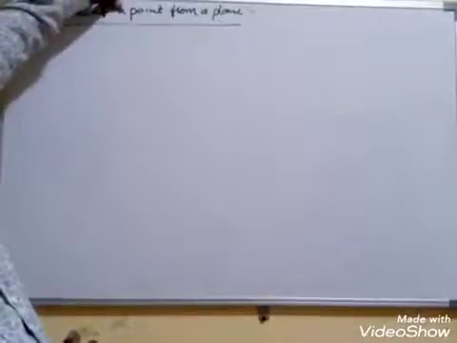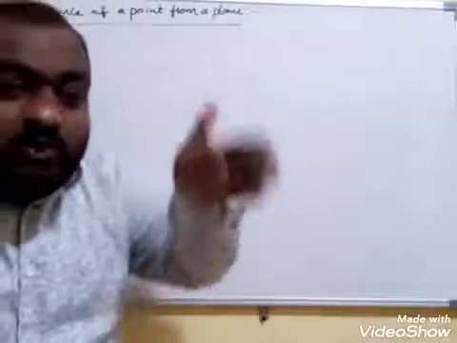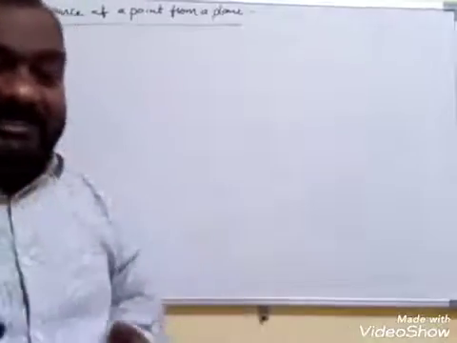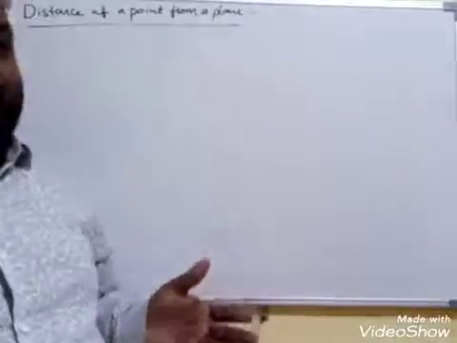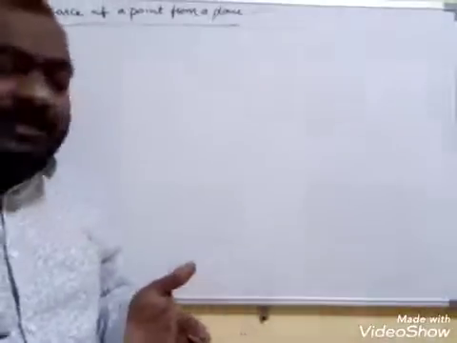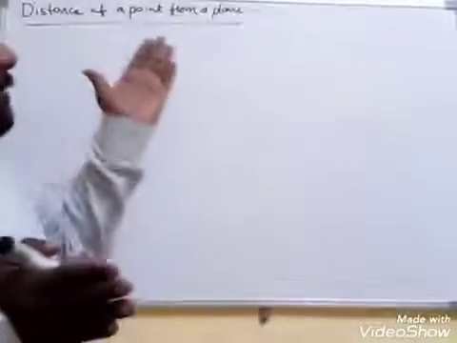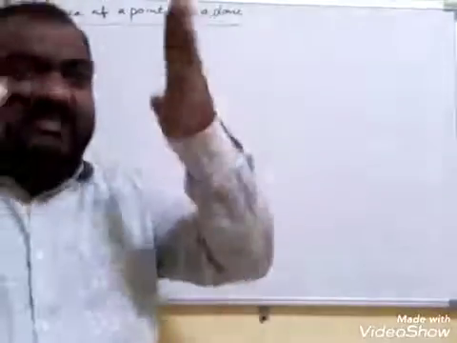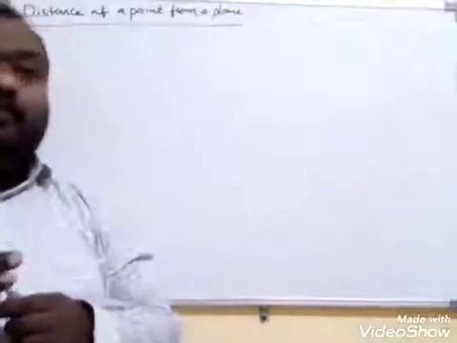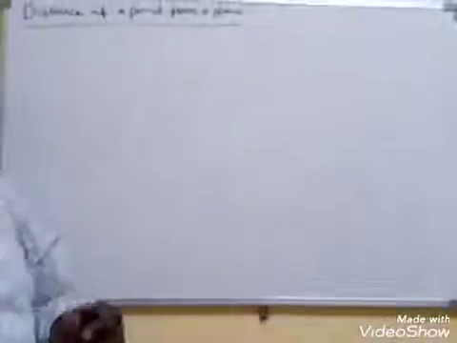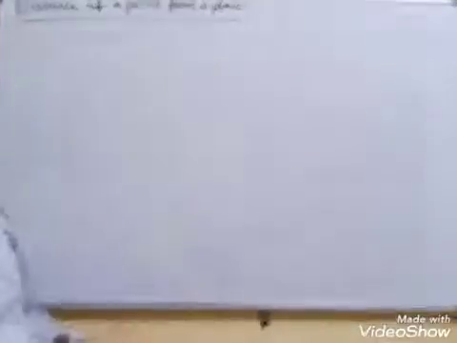Here, distance of a point from a plane is the distance between two parallel planes. Instead of that, people get confused by seeing the diagram and everything. Simply you have to remember, distance of a point from a plane is nothing but distance between two parallel planes. I'll show the diagram. Please listen carefully. By listening only you can understand this one.